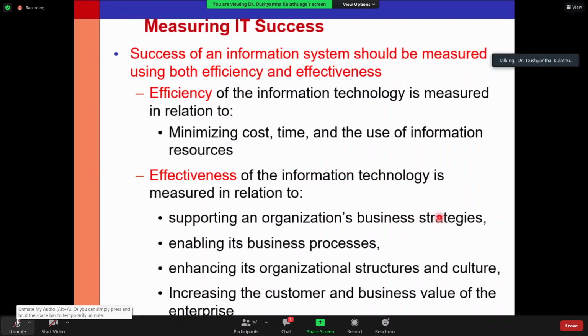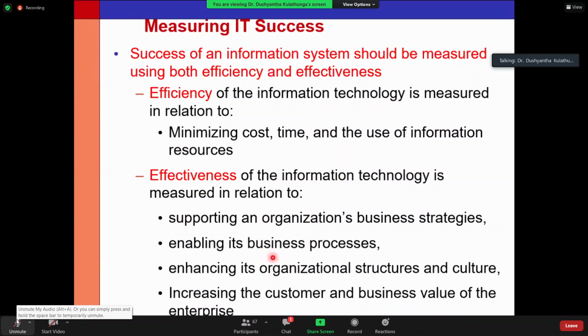Those strategies are facilitated by information technology, making it easier for us to execute the particular strategies. So if it is so, then we can say that the particular systems or technologies are effective, enabling its business processes.